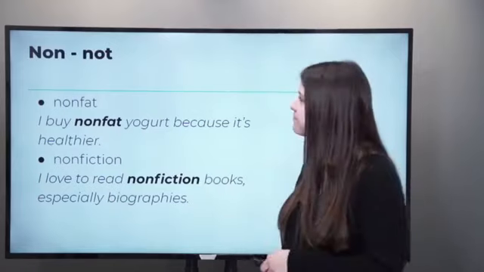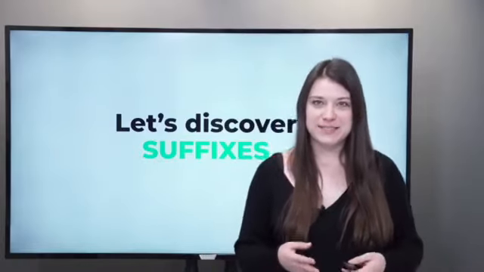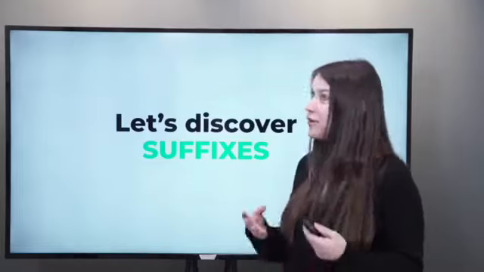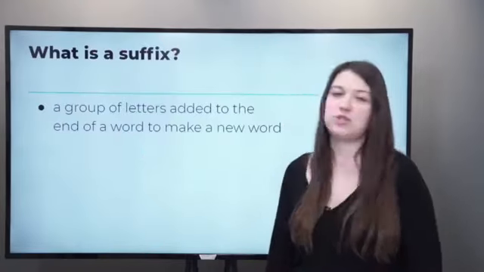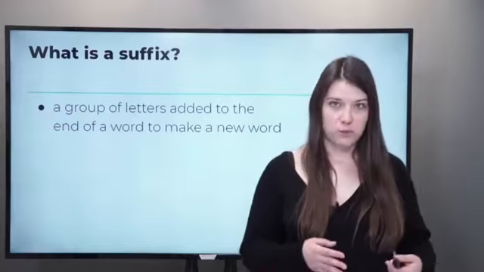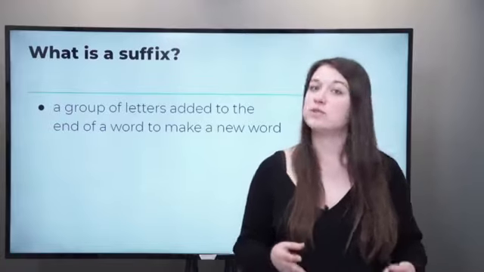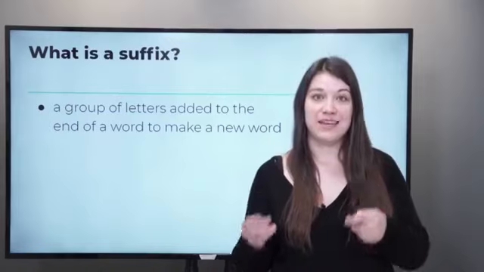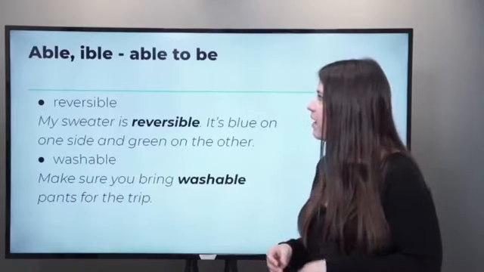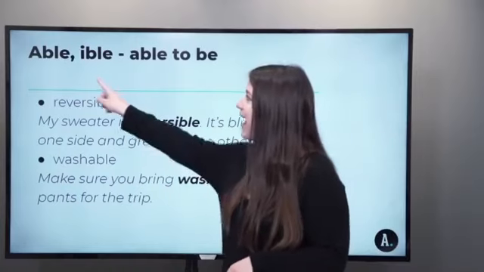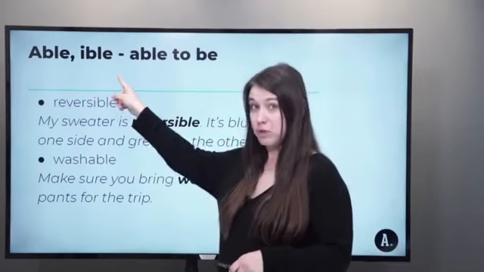Okay, so now that we have looked at some examples of prefixes, let's move on to suffixes. So this is basically the other end of the word. A suffix is a group of letters added to the end of the word to make another word. The same kind of rules apply, except that the ending is added at the end instead of at the beginning.